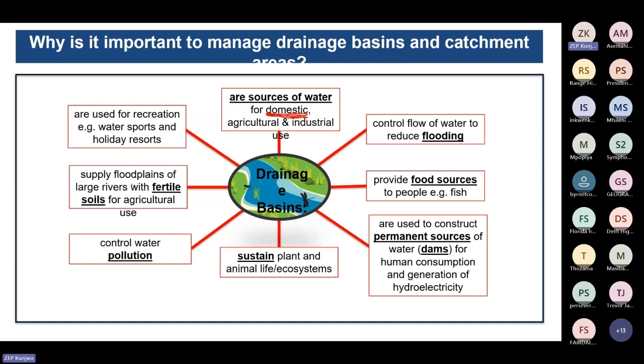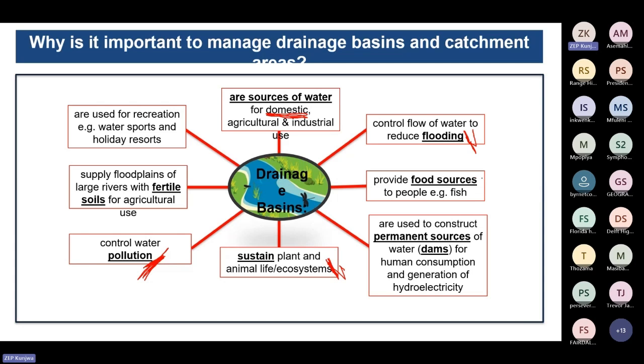We spoke about the fertile land and the floodplain. We've already spoken about that. The pollution control, the laws that we put in place to control or fine those who are doing pollution, and then the sustenance of the ecosystem. We must be able to sustain the ecosystem there. To control the floods, that is what your wetlands are doing there. They can absorb water to control floods.